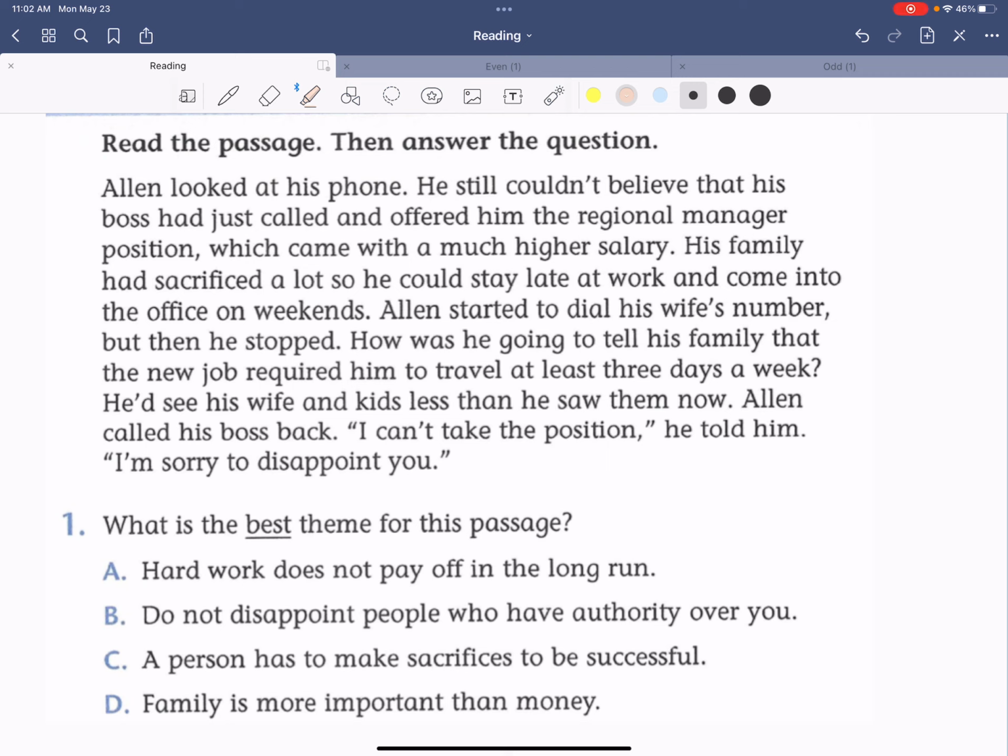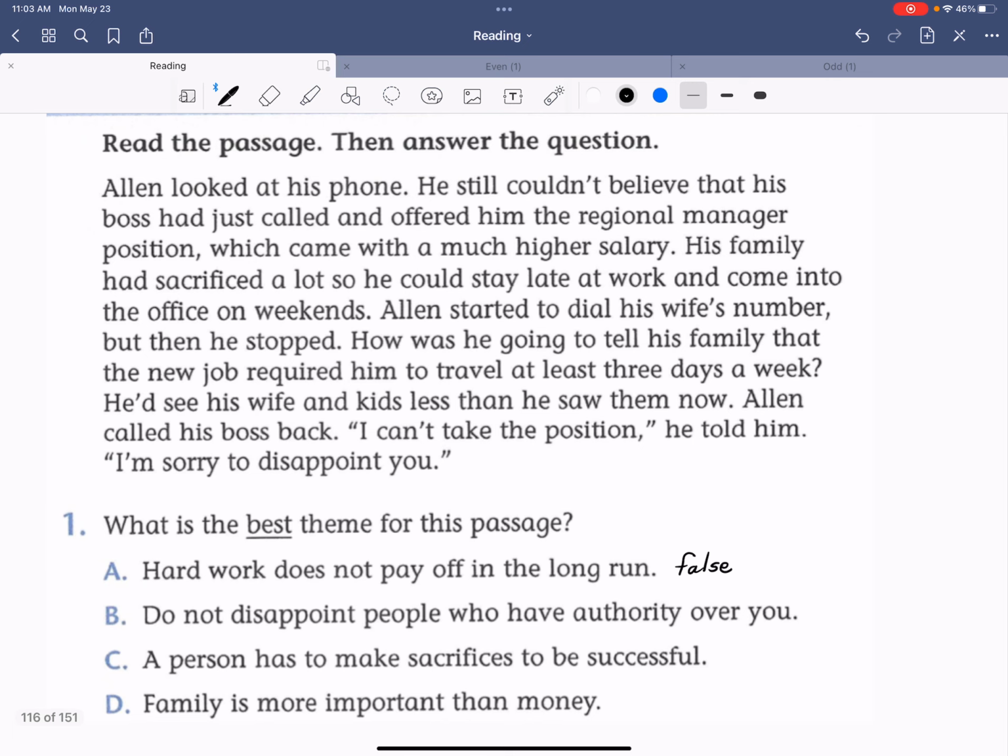What is the best theme for this passage? Hard work does not pay off in the long run. Well, that's not true because he had the job offer. His hard work got him an offer of regional manager. Do not disappoint people who have authority over you. Alan did. So that's not the point of this story.